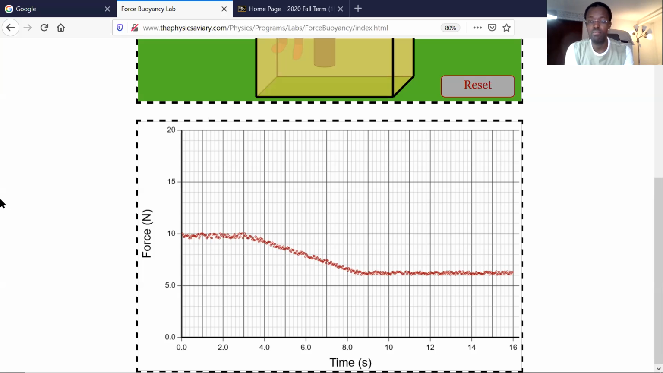And the apparent weight at the end of the process is, as you can see, about 6 Newton at second 16, at the very end of the experiment of this trial. So it's 6. Therefore, the buoyant force is the difference between the two. So 10 minus 6, which is 4. The buoyant force is 4 Newton.